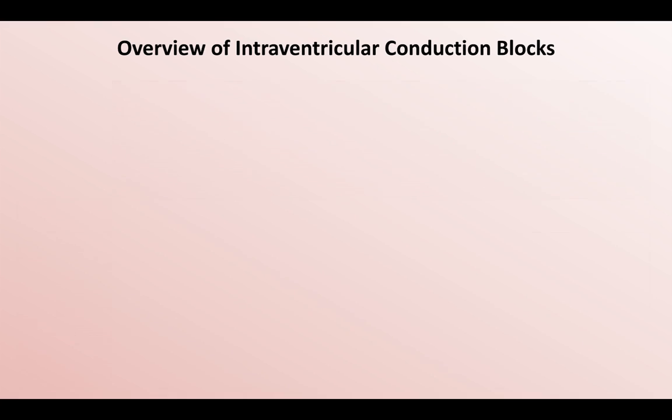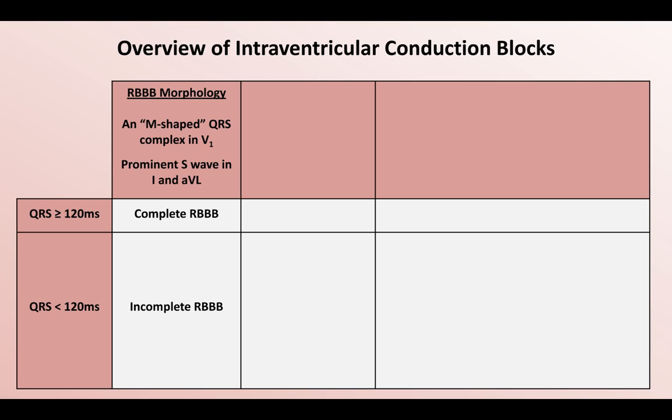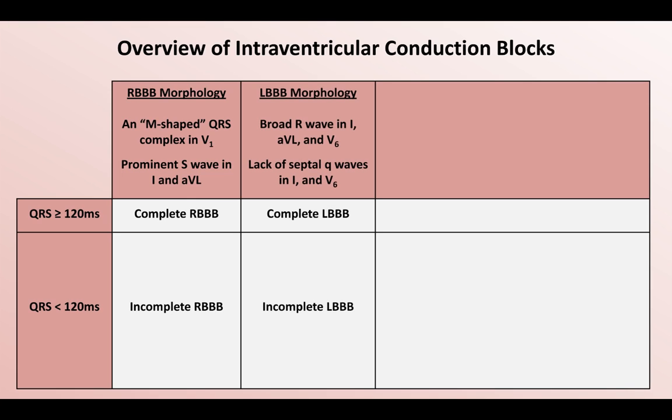Here is a chart summarizing this lecture. When there is a right bundle branch morphology to the QRS complex, that is an M-shaped complex in V1 and prominent S wave in 1 and AVL, look at the QRS duration. If it is greater than or equal to 120 milliseconds, a complete right bundle branch block is present. If the QRS duration is less than 120 milliseconds, the right bundle branch block is incomplete. Alternatively, a complete or an incomplete left bundle branch block is present if there is a broad R wave in 1, AVL and V6, and a lack of septal Q waves in 1 and V6.